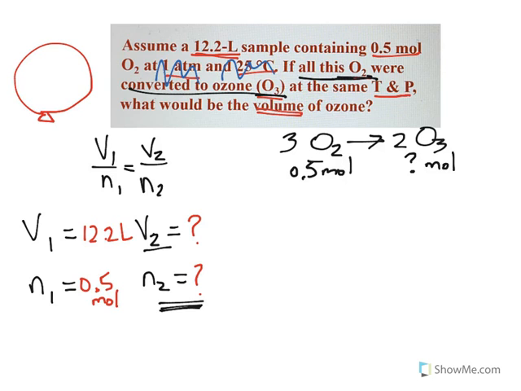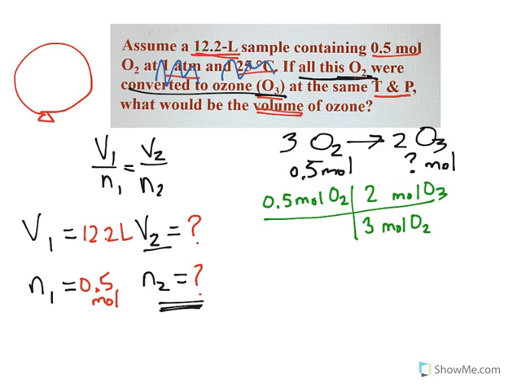So let's do some stoichiometry. We have 0.5 moles of O2, and the relationship is for every 3 moles of O2, we make 2 moles of O3. So 0.5 times 2 is 1, divided by 3, we're going to get 0.3 moles of O3. And I know some of you don't like that, but unfortunately I gave you a problem with just one significant figure, so that 0.3333 has to be rounded to just 0.3. And now we know N2.